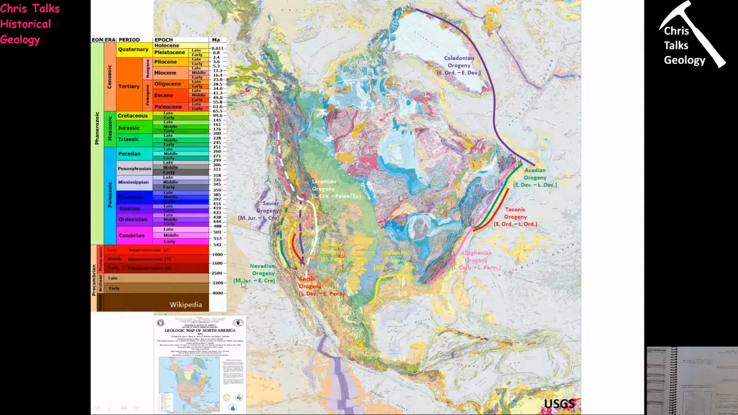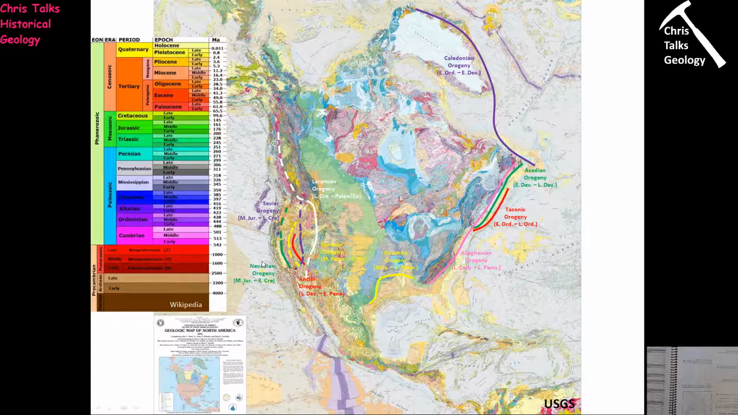So the Nevadian orogeny, Middle Jurassic to Early Cretaceous. Sevier orogeny, Middle Jurassic to Late Cretaceous. And the Laramide orogeny, Late Cretaceous to Paleocene/Eocene. Okay, so we're dealing with rocks which are mostly Cretaceous in age. So any 3 of these would do.